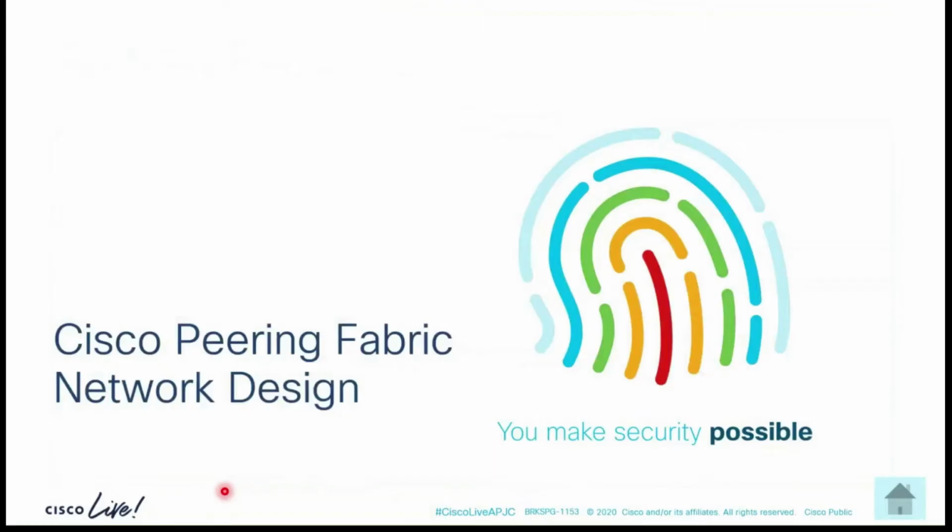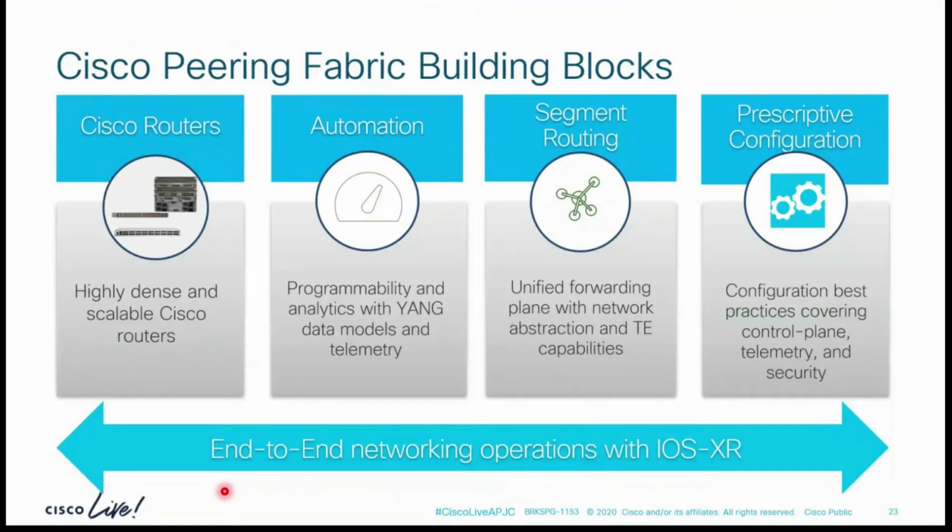So let's take a look briefly at the Peering Fabric network design. It's based on the Cisco router. It has the automation capability. It really relies on the latest segment routing technology, the segment routing policy, to steer the traffic in a very granular and flexible way, and also on the best practice of the peering technology in terms of the telemetry, security, and control plane. And all of these operations are working with the IOS XR.